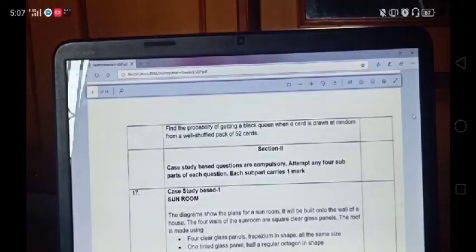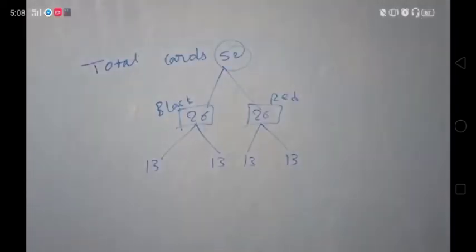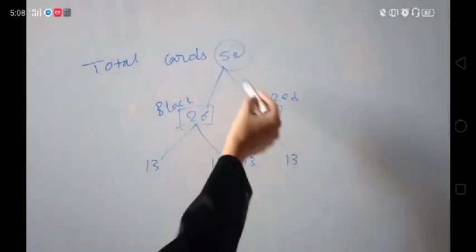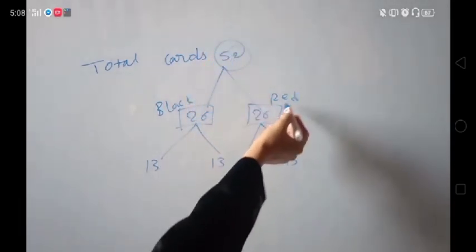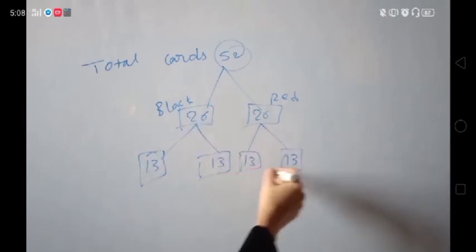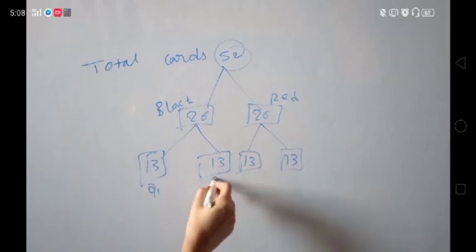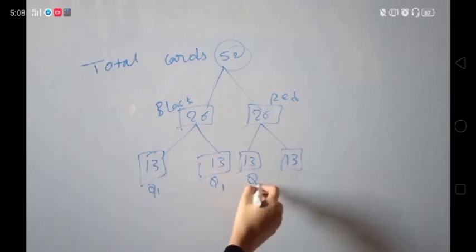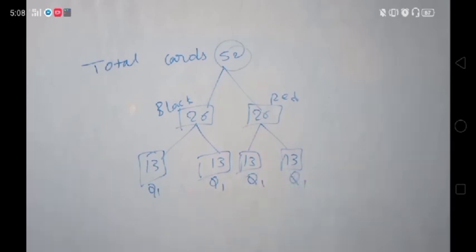Next question. Find the probability of getting a black queen when a card is drawn at random from a well shuffled pack of 52 cards. Here there are 52 cards in total. We divide them into 26 black cards and 26 red cards. Each 26 divides again into 13 and 13. Each suit has one queen. We only have to find the black queens, and only 2 black queens are there.